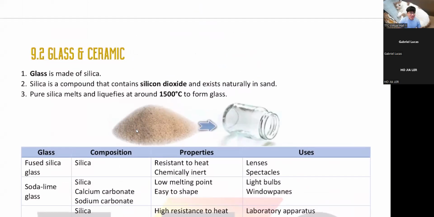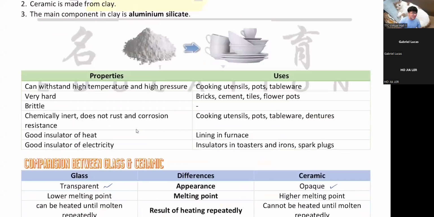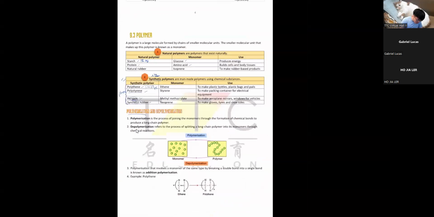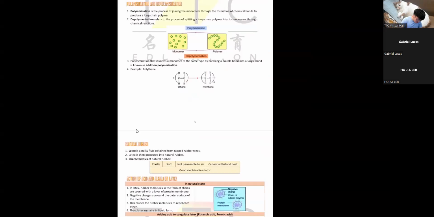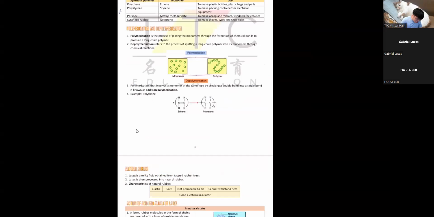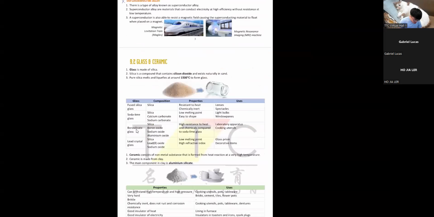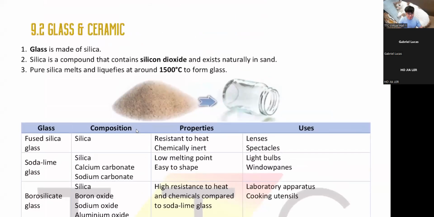I'm not saying pointless, you still learn something. But I will try to go into 9.3 today. I'll try to go into the important parts today. Anyway, I'll leave rubber for next week, because I don't think we can get there today. So let's go to glass and ceramic.